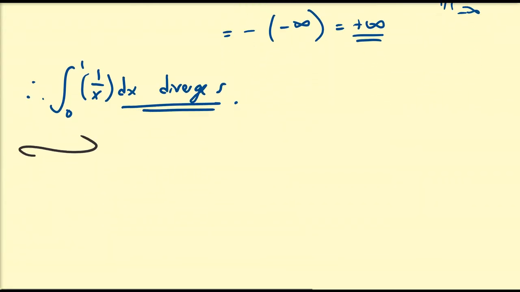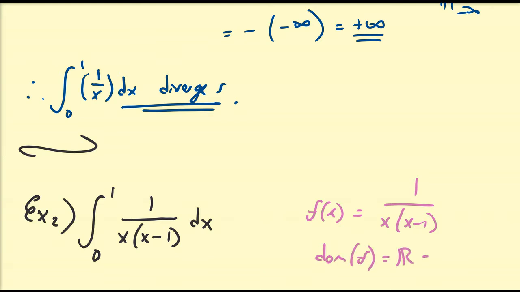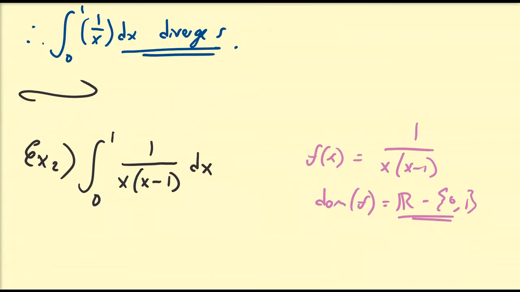All right, so let's do another example to sort of illustrate this. So example 2. Let's assume we have the integral from 0 to 1 of 1 divided by x times x minus 1 dx. All right, so what do we have here? Notice that if we have f of x equal to 1 over x times x minus 1, the domain of f is all real numbers except 0 and 1, right? Because those are infinite discontinuities of f.